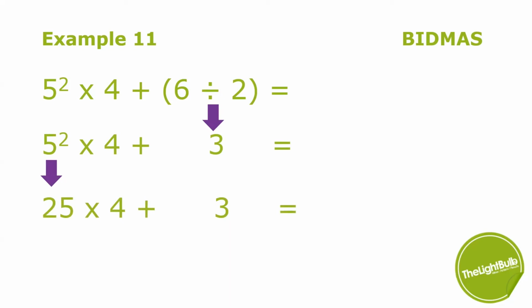25 times 4 plus 3 is the next line. We've now got to choose between multiply and add. Multiply is of course next in sequence. So 25 times 4 is 100, plus the 3 gives us 103.